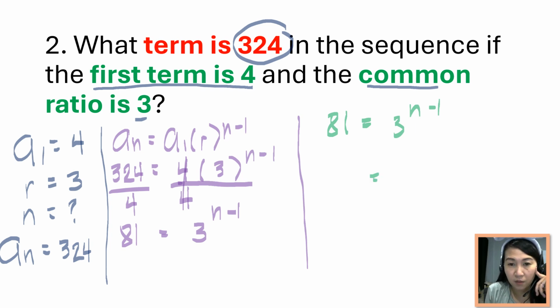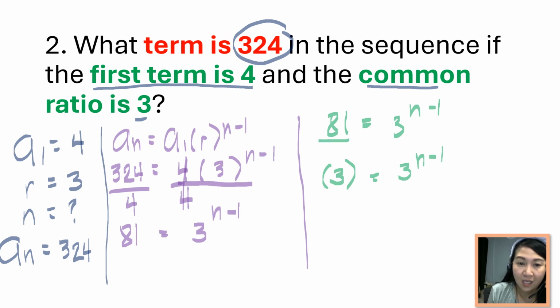So I will just copy 3 raised to n minus 1. So it means ang base natin dito ay 3. So ang kailangan mong isipin is, what should be the exponent of 3 wherein it will give us the answer of 81. Okay, that would be 3 raised to what? For you to have 81 as an answer. So let's show our solution here. So we have 3 times 3, that would be 9.